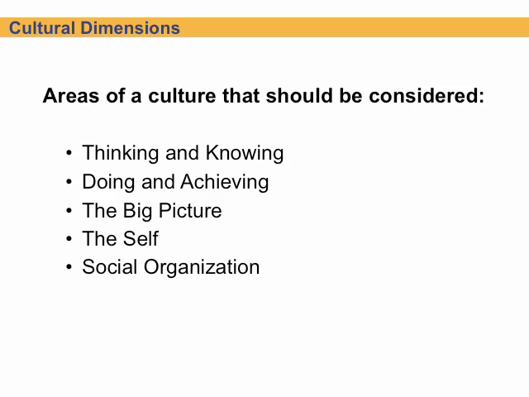Now as we think about cultural dimensions and areas of culture that should be considered, we'll look at thinking and knowing in this lecture. I know that doing and achieving is mentioned in your textbook, as well as the big picture and the self and social organization. But we're going to focus on the thinking and knowing area of culture, and really the worldview and how things are assimilated and processed in different cultures, worldviews, and how thinking is determined. So I think you'll enjoy that.